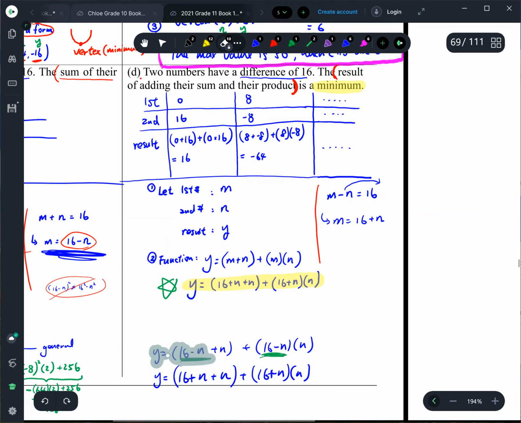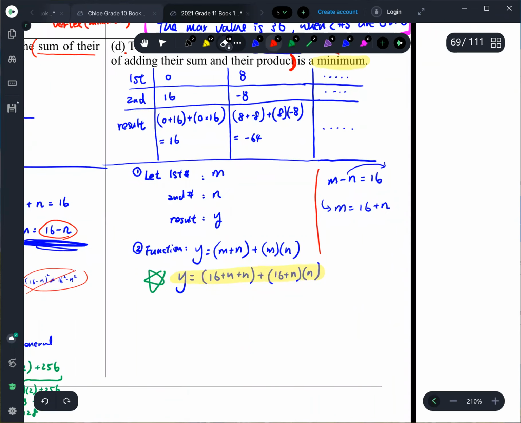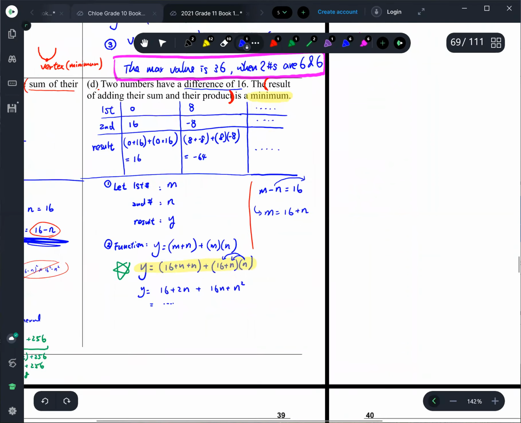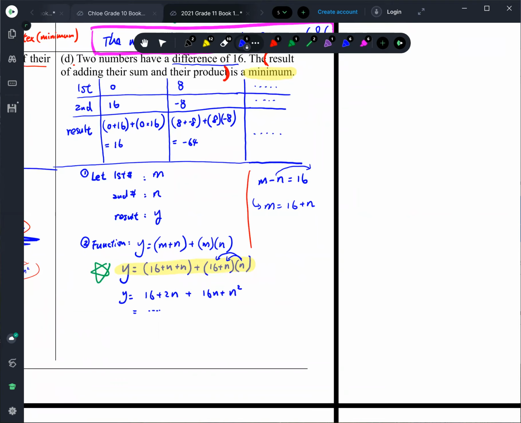We'll use this one. Okay, we'll simplify it now. So y equals 16 plus 2n, plus expand, okay, multiply n, expand your bracket, 16n plus n squared. Okay, I'll let you carry out the rest, get the general form and standard form. I hope this time everybody can get the same standard form. Not so many answers like before, all right? So raise your hand once you have the answer and we'll check again.